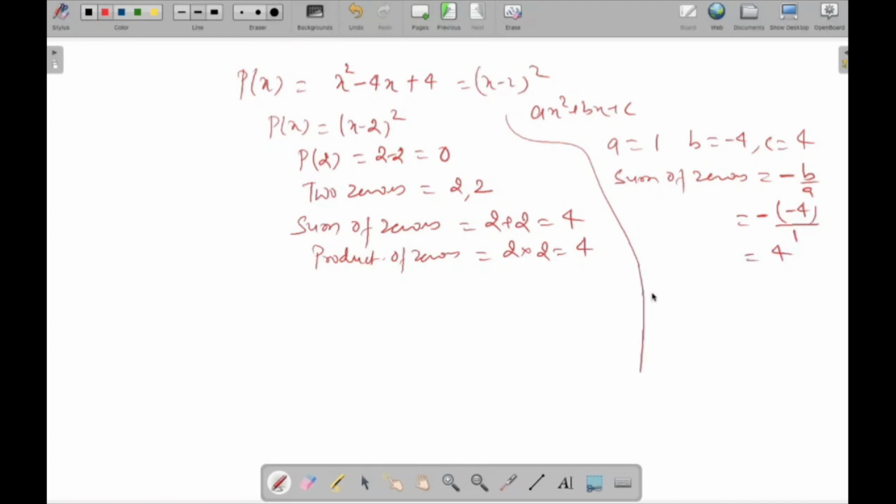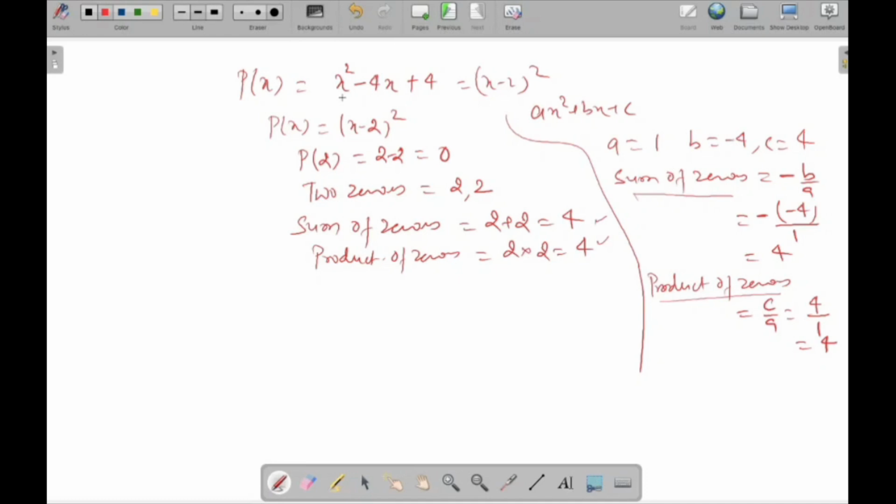And if I want to get the product of zeros, the formula says c by a. My c was 4, a is 1, so I'll get 4. So the sum of zeros and product of zeros again come out the same as this. So we are not proving it, we are just verifying things over here.